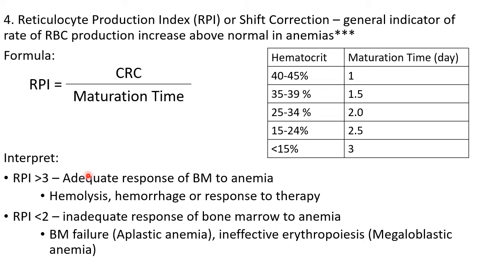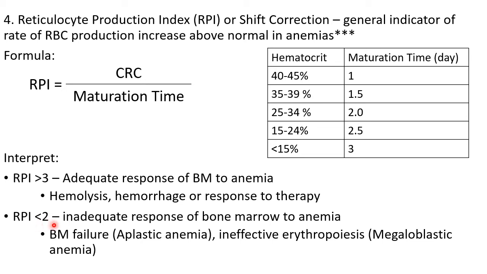Okay. For the interpretation, after you divide the CRC by the maturation time, the adequate response of the bone marrow to anemia should be more than 3. Okay? Ano ibig sabihin nun? Kapag tama yung management mo or yung therapy mo, ibig sabihin, mas okay yung production ng reticulocyte, nakakapag-compensate kumbaga yung bone marrow dun sa RBC loss mo. Kapag less than 2, ibig sabihin kulang yung activity ng bone marrow.